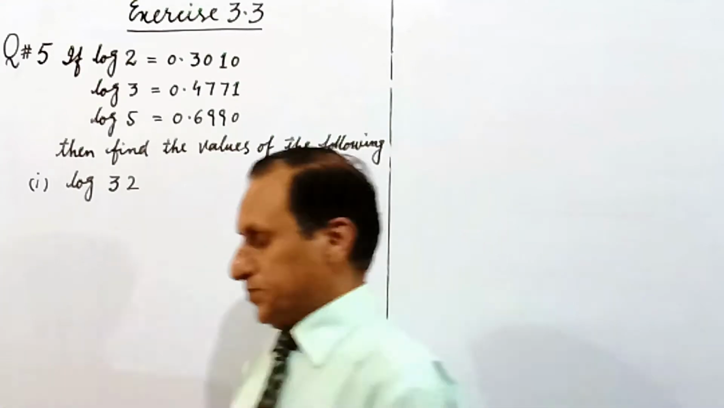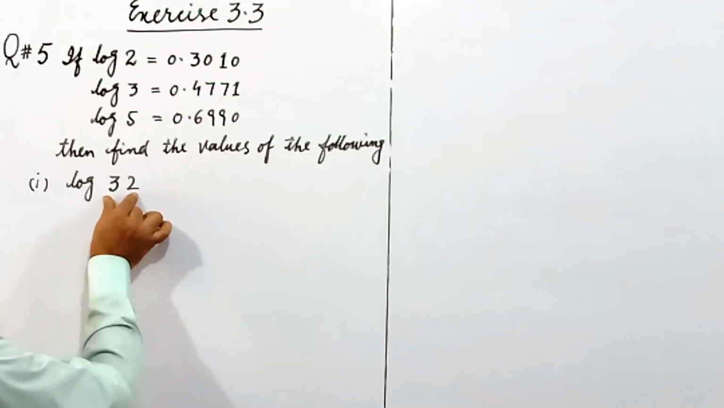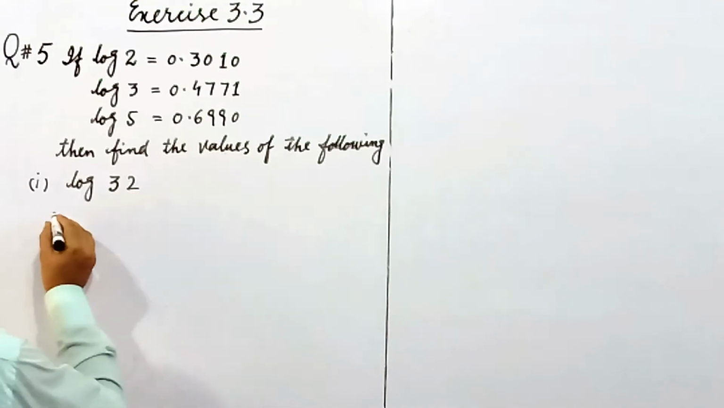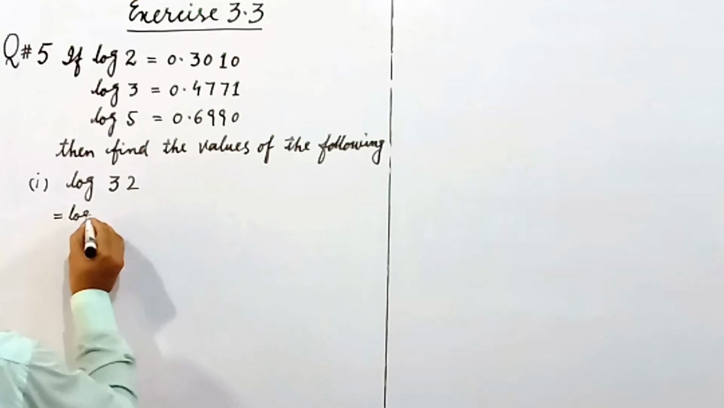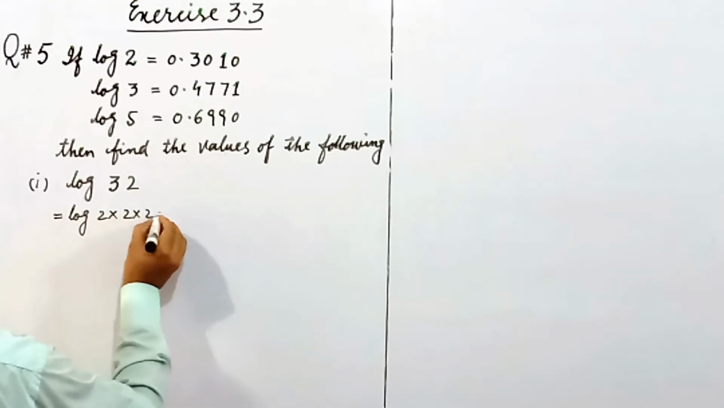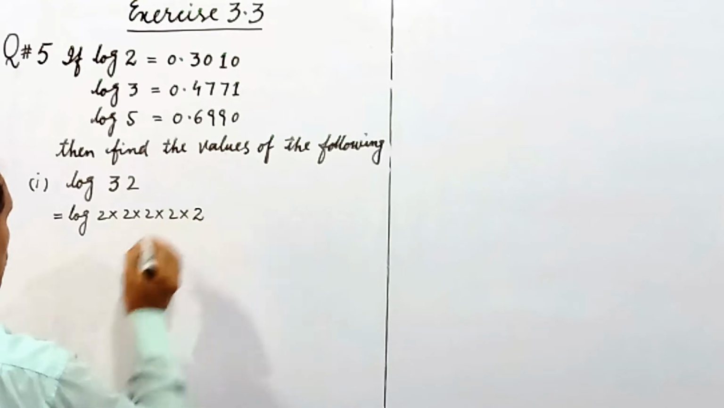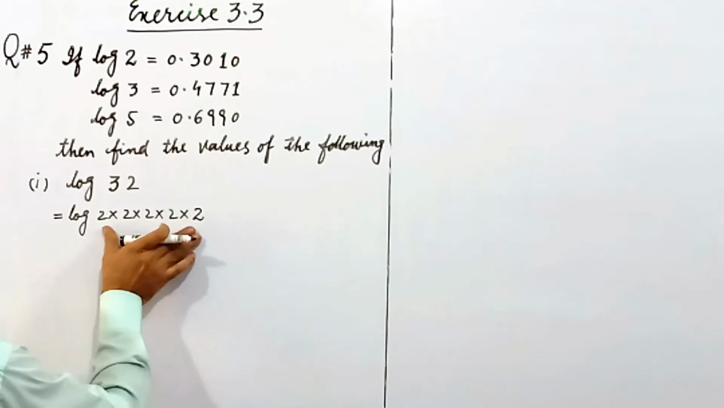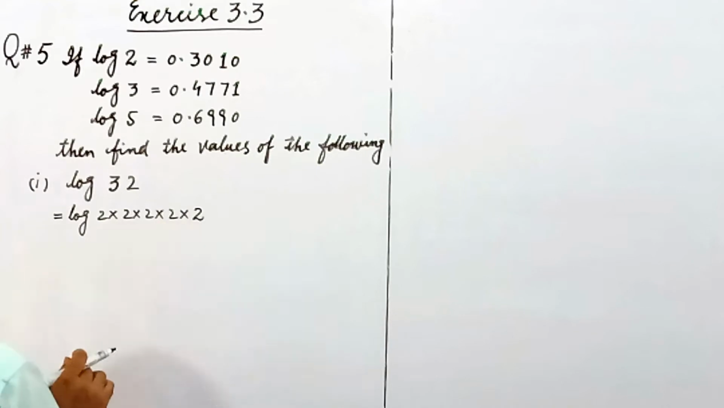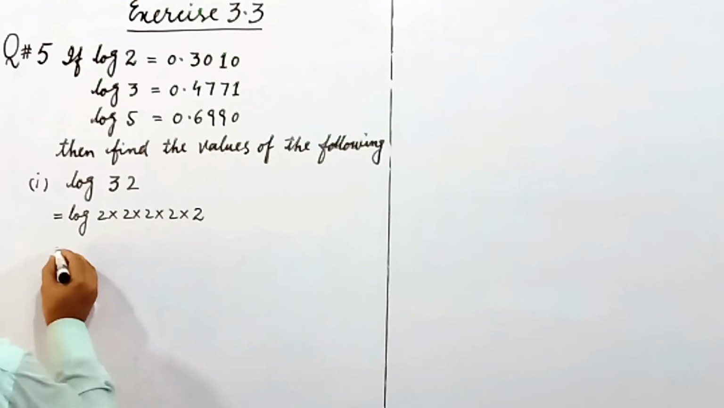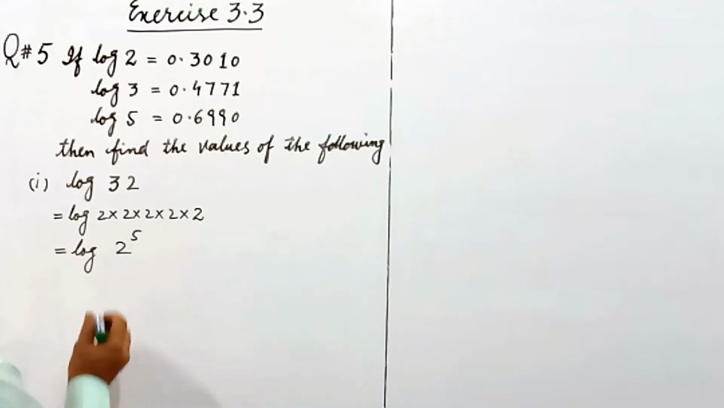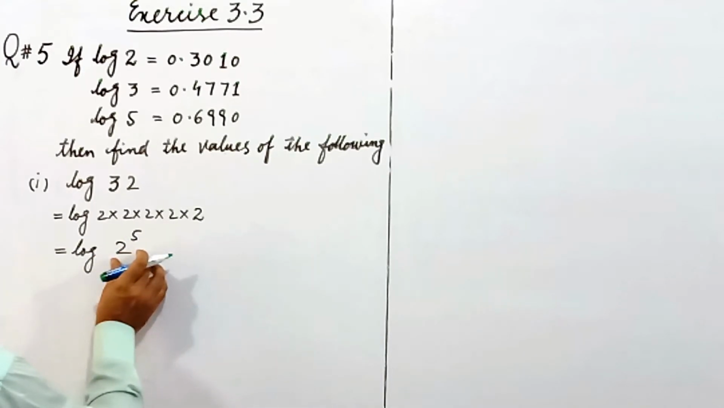So let's do it. As 32 is a composite number, we find its prime factors, and these are log 2 times 2 times 2 times 2 times 2. So 2 is multiplied 5 times, and in a product if bases are the same, the powers are added. So according to the law of sum of power, we have log 2 raised to power 5. As the value is in exponential form, we apply the third law of log.